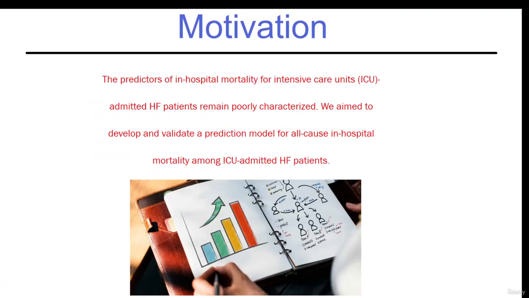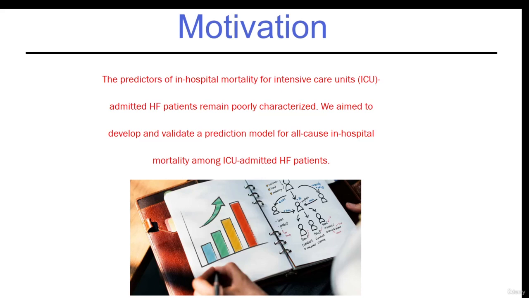So now moving on, what is the motivation behind it? What is the need of this project? So basically, as it is written, the predictors of in-hospital mortality for intensive care units, the predictors which are there in the ICUs, admitted HF patients remain poorly characterized. So basically the predictors which are in the ICU models are poorly characterized. That means the accuracy is not that good. They do not provide good results.